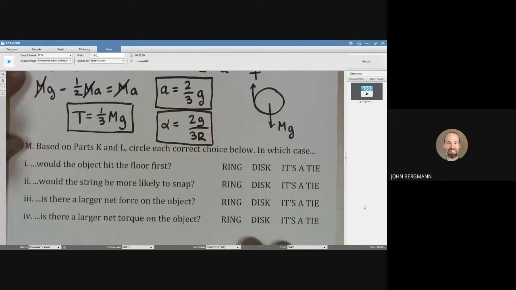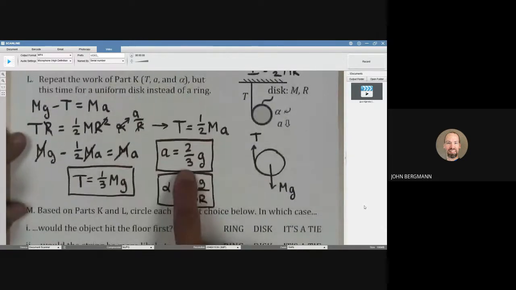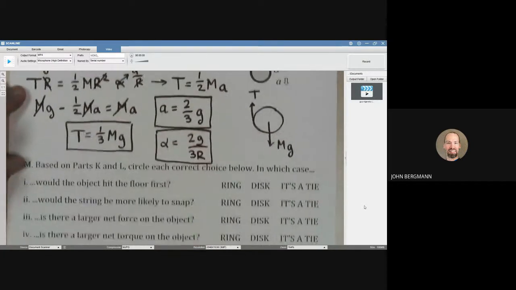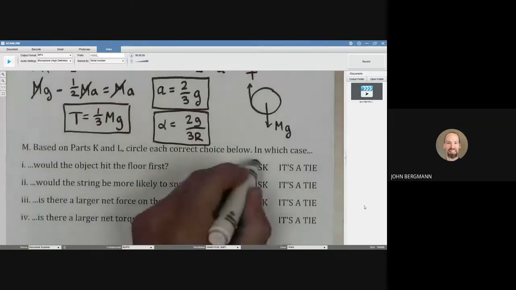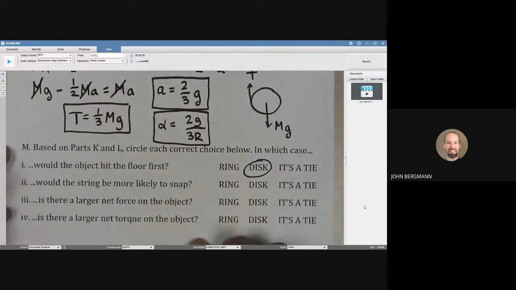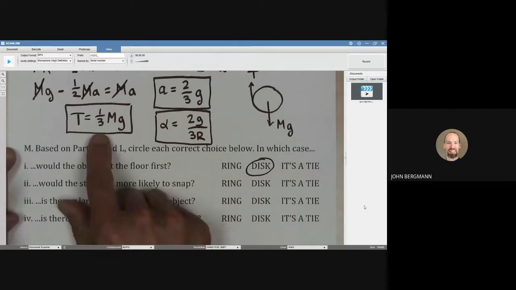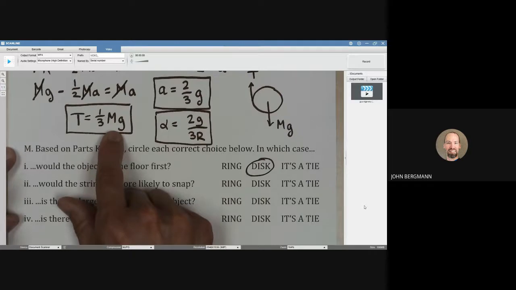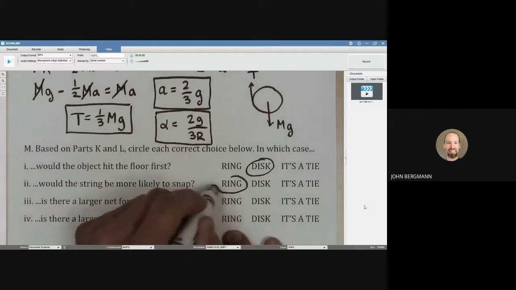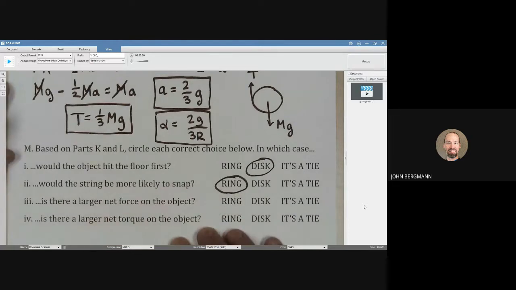Which object would hit the floor first? That's going to be the disc. The other one, remember, is only accelerating at 1/2 g. So the disc is going to hit the floor first. Which one would the string be more likely to snap? The string's tension for the disc is 1/3 mg. For the ring, it was 1/2. That's a bigger one. 1/2 is bigger than 1/3.